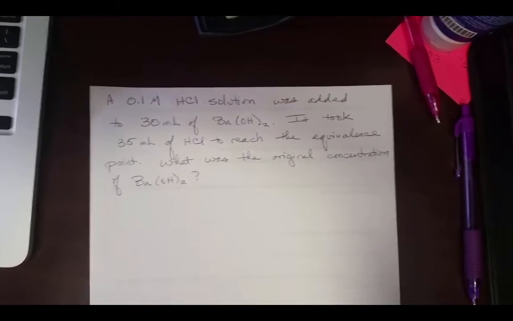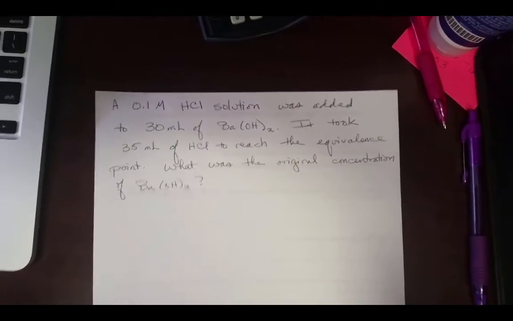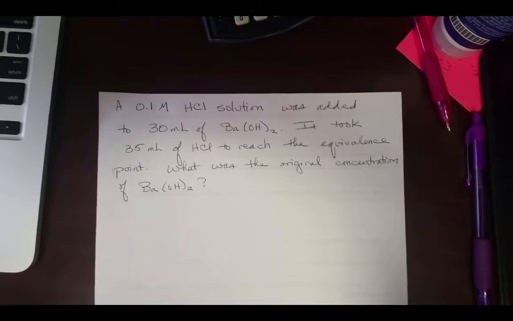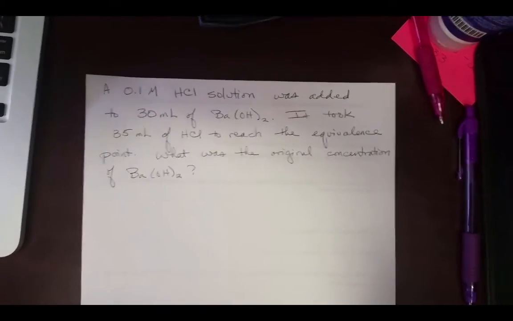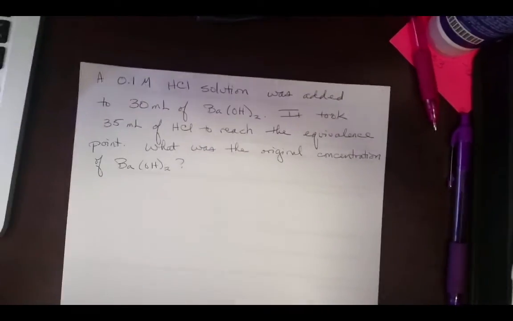0.1 molar hydrochloric acid solution was added to 30 mLs of barium hydroxide. It took 35 milliliters of HCl to reach the equivalence point. What was the original concentration of barium hydroxide?